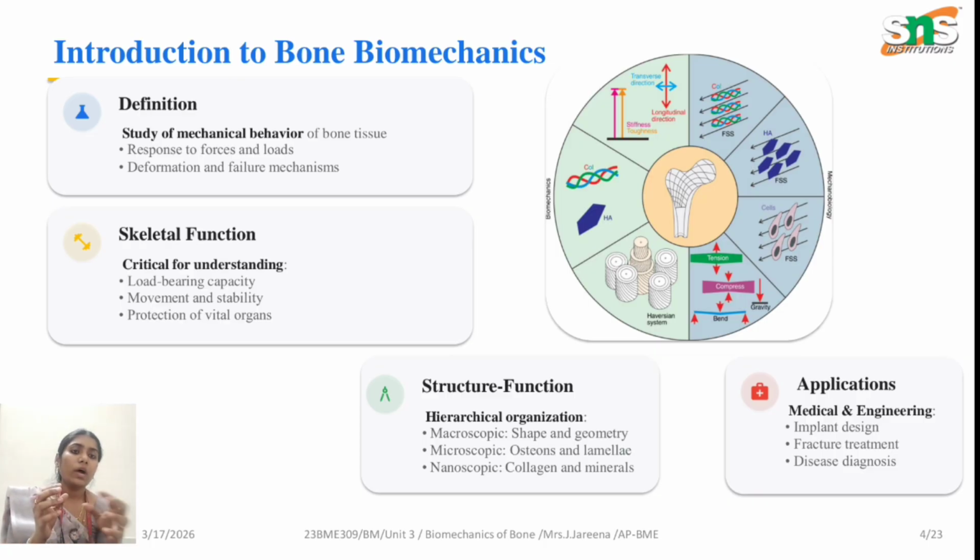In the last class we had a detailed discussion of the architecture, the hierarchical organization of bone, which we covered at the macroscopic, microscopic, and even nanoscopic level. It is made up of collagen and minerals, and we discussed how they influence the mechanical properties. Why is it important to study this topic? If you want to design any implants, we need to know the material mechanical properties of bone, and also for fracture treatment and proper disease diagnosis. These are the things we need to understand in bone biomechanics.